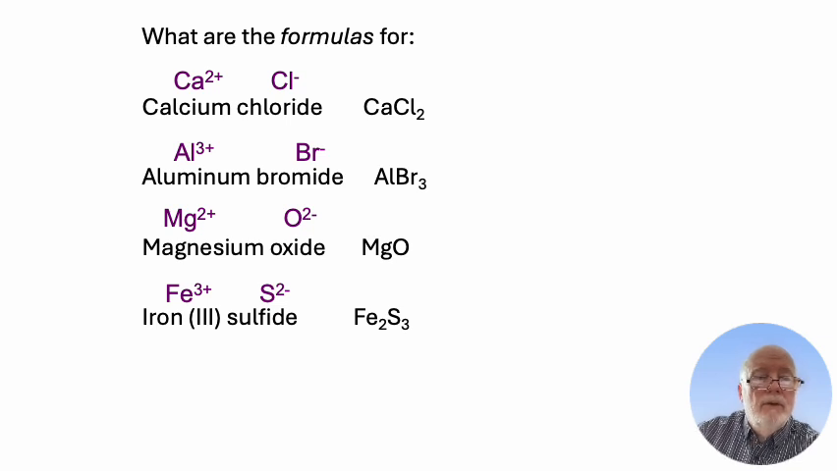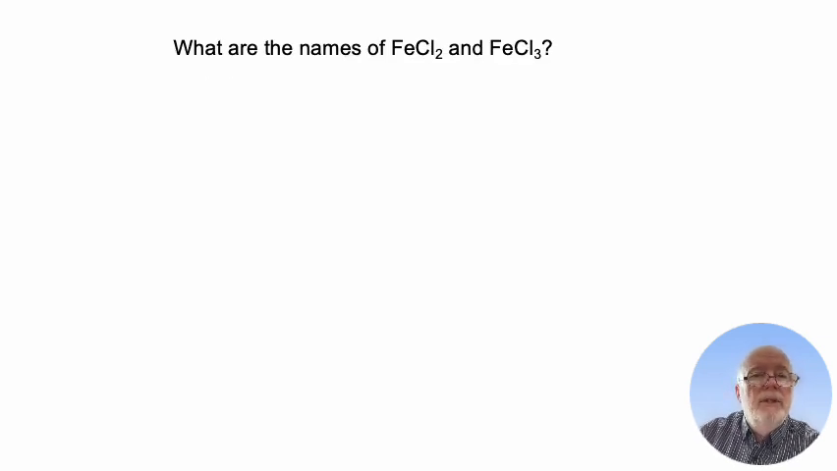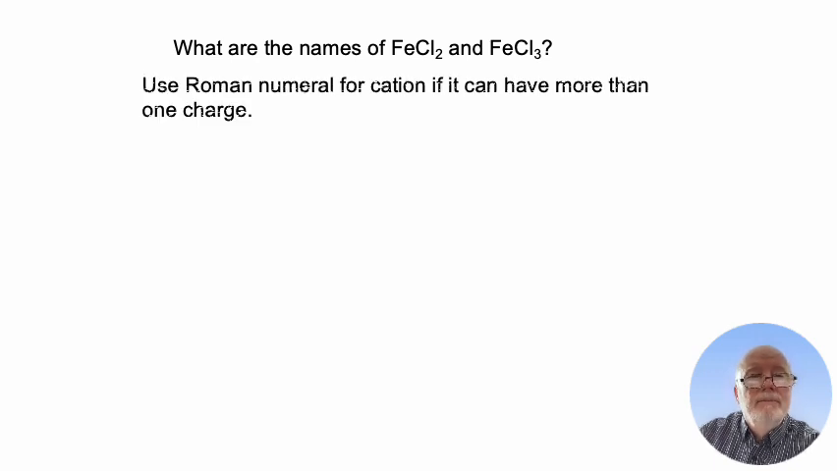Now, sometimes you can reverse these subscripts and come up with the charges. So how did I know to call this one iron 3? Well, if I were to take that 3 here for the sulfide, that would then come from the iron. And the Roman numeral then tells me what the charge is. So let me show you an example of that. What if I have FeCl2 and FeCl3, and I'm asked to name those? I'm going to use a Roman numeral for the cation if it can have more than one charge. So you have to remember that iron is like that.